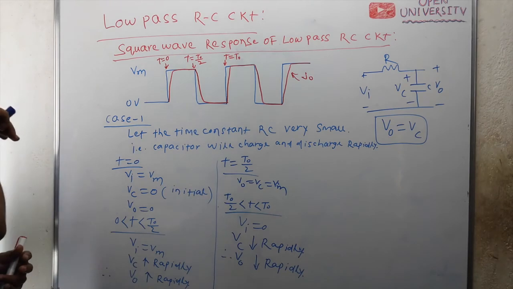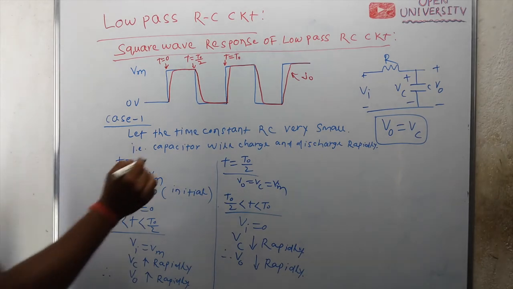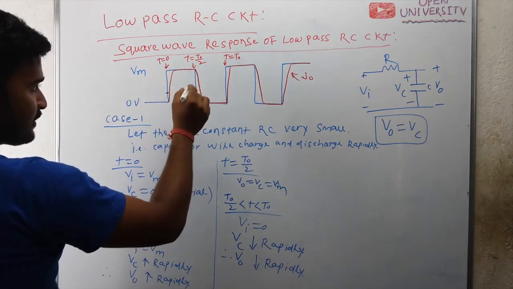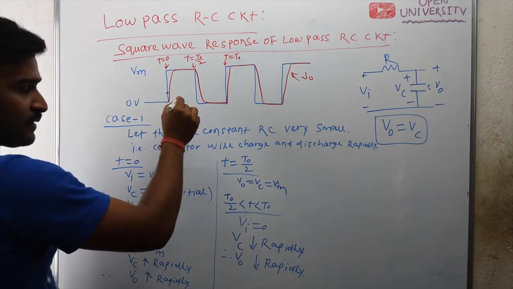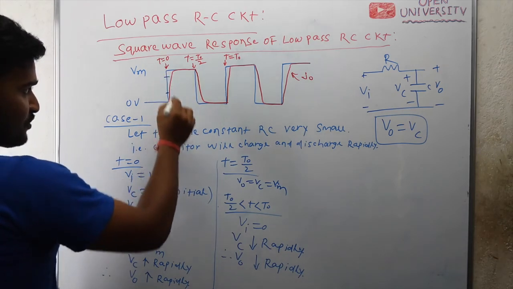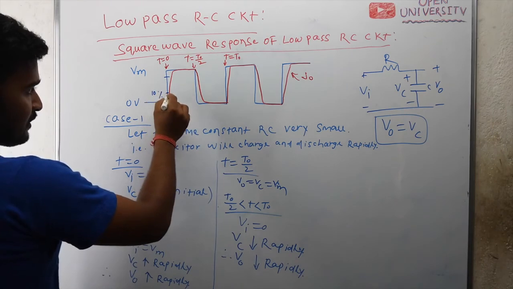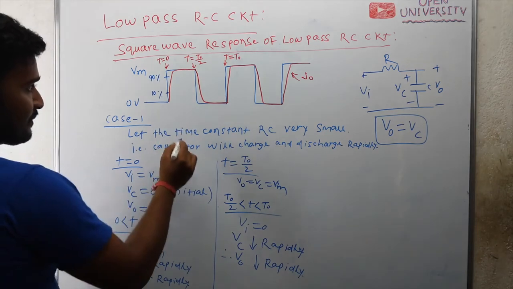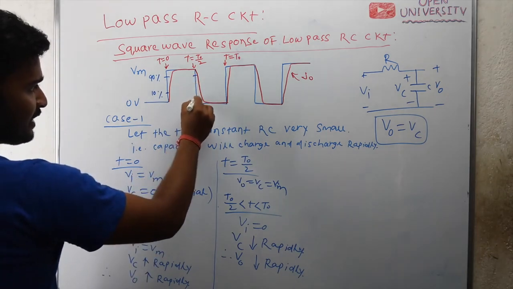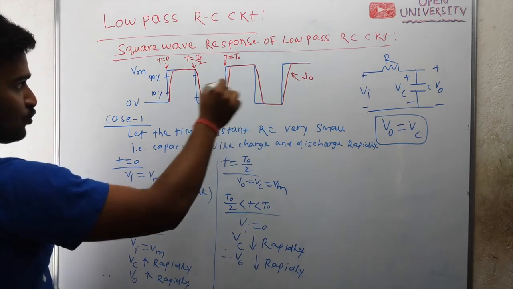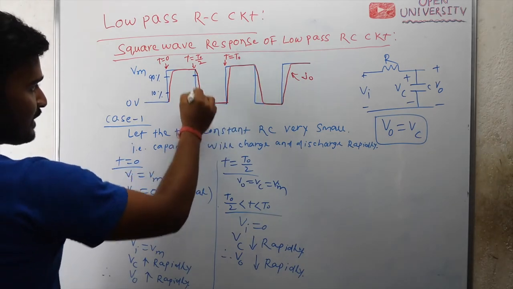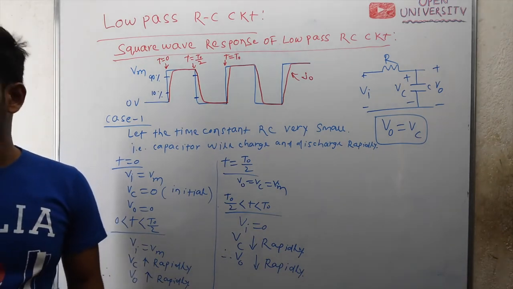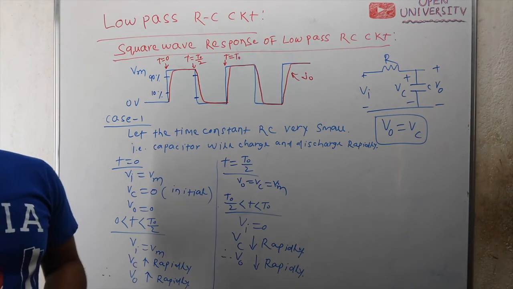Now, the amount of time taken by this low pass RC circuit for the square wave response to reach from 10% of the maximum value to 90% of the maximum value is called rise time. Similarly, the amount of time taken by this low pass RC circuit to decrease its output from 90% to 10% is called fall time. Write down the definition of rise time and fall time.